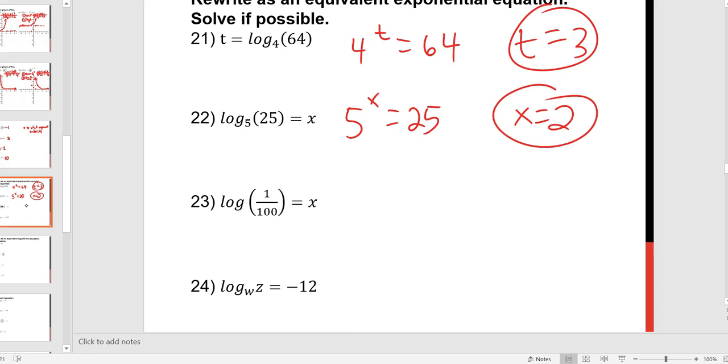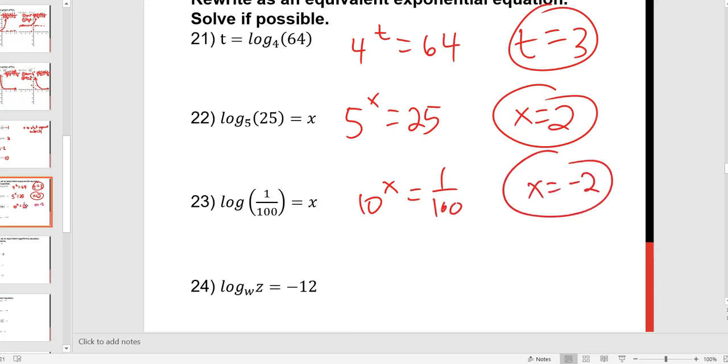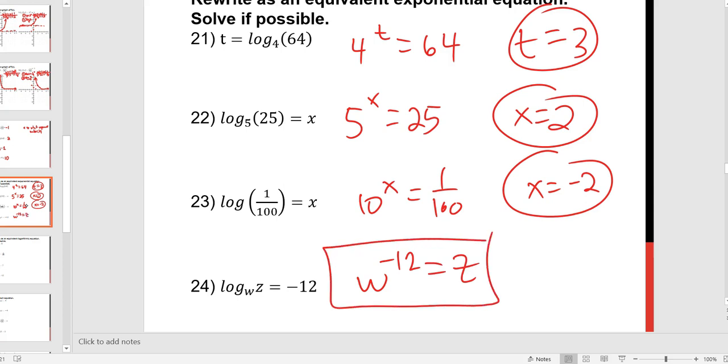This one has no base. It says 10 to what power would give me 1 over 100? Well, that would be 10 to the -2. And last, base to the exponent is equal to the result. This one's not solvable, so that's it on that one. Okay, so be able to rewrite these and be able to read them with meaning, and the logarithm questions should be very, very easy.